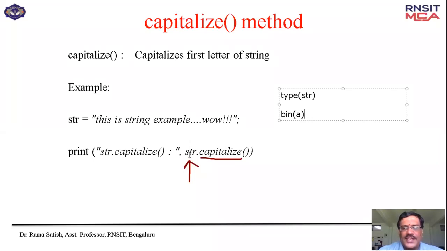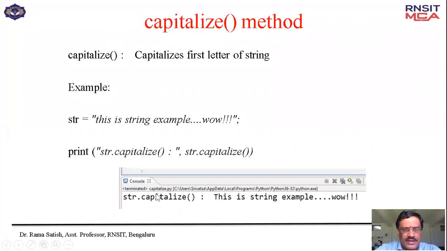So all object-based functions we call methods, and normal functions will not need any objects. When I print str dot capitalize, we get the string example. Wow, T is capitalized. You can see T is capitalized.